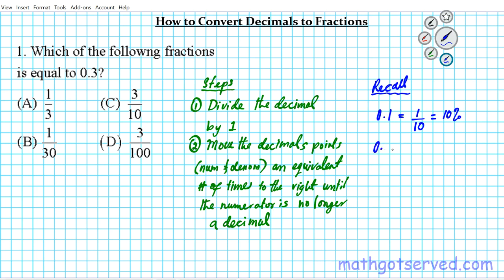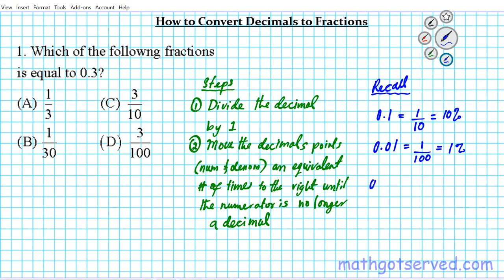How about 0.01? If you think about the place value, this is in the hundredths place. Why is that? If you convert this to a fraction, you have to move the decimal point 2 places to the right in the numerator and the denominator. So you have 1 over 100. That is why it's called the hundredths. In percent form, this is equivalent to 1% because it's 1 per 100.